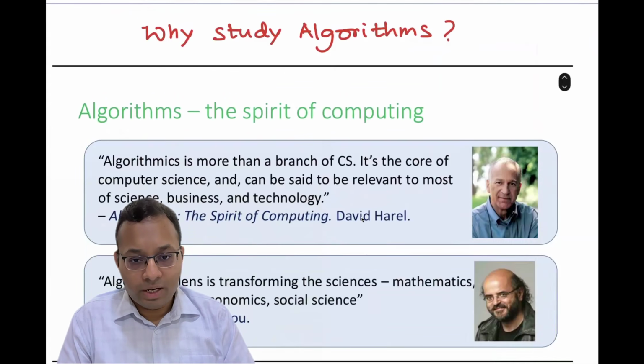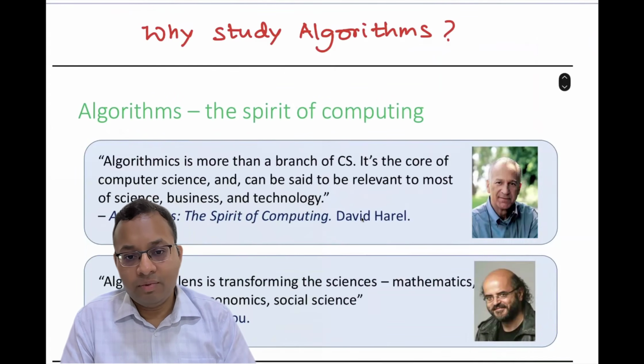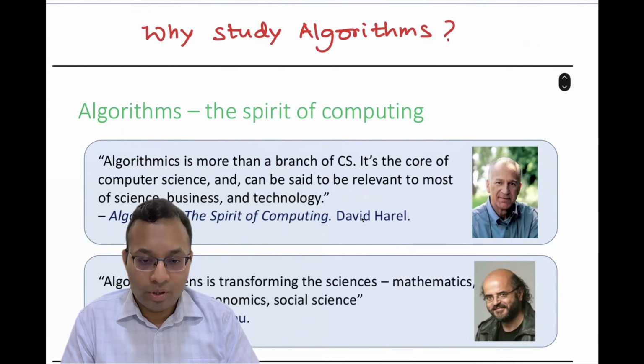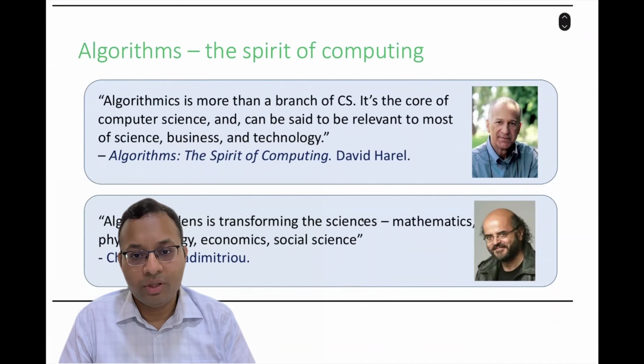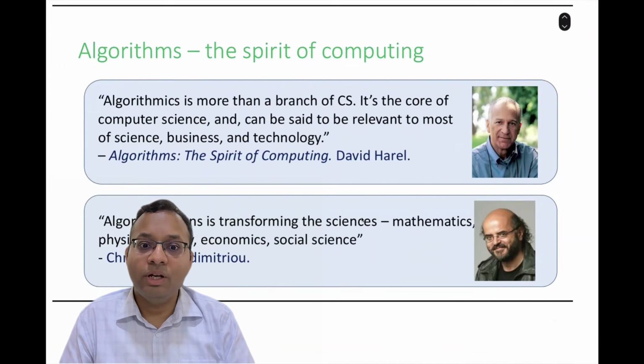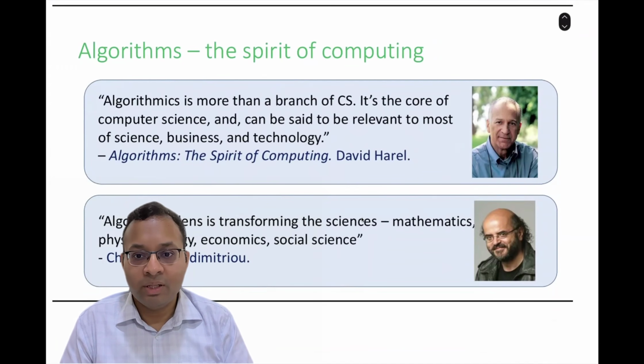So why should we study algorithms? Of course, the previous slide already talked about the importance of algorithms in computer science. It's more than a branch of computer science, it's basically the core of computer science. If you are a computer scientist, you have to learn algorithms, but it's also relevant to science, business, and technology.